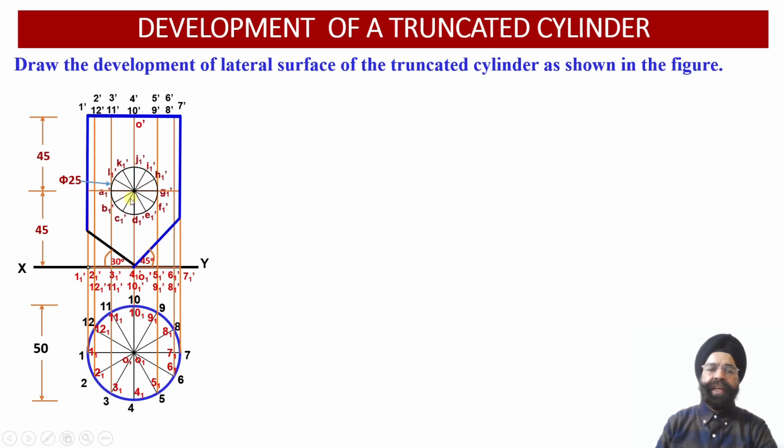Now we have divided this circular cutting plane into 12 equal parts so that each of the sector included angles will also be equal to 30 degree. So now the 12 points corresponding to the 12 sectors have been identified as A1 dash, B1 dash, C1 dash, D1 dash up to the point L1 dash into the front view projections.